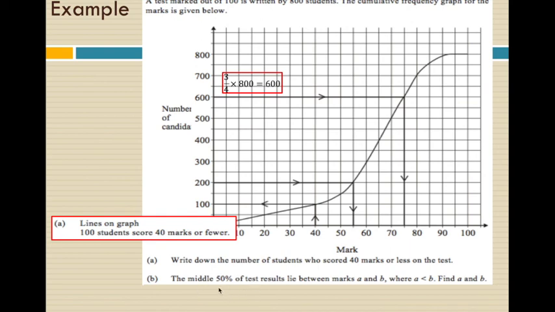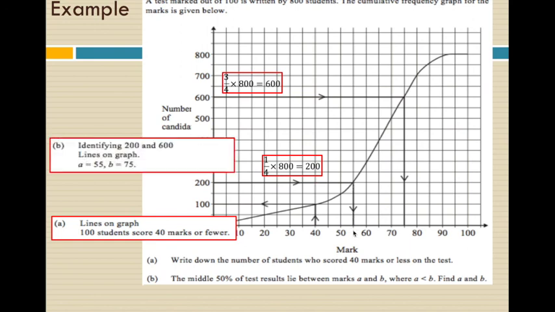And in part B, you're asked to find the middle 50%, so you need to know the upper and lower quartile. The upper quartile is 3 over 4 times 800, which gives you 600. You go across, find the intersection, and then you go down. Okay, and similarly, that's 75, by the way. And to find the lower quartile, you do 1 over 4 times 800, which is equal to 200, right? So find 200 in the y-axis, you go across, find the intersection, and then you go down. So that's 55. So therefore A is equal to 55 and B is equal to 75.